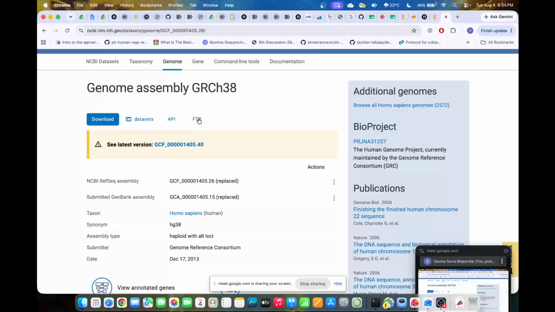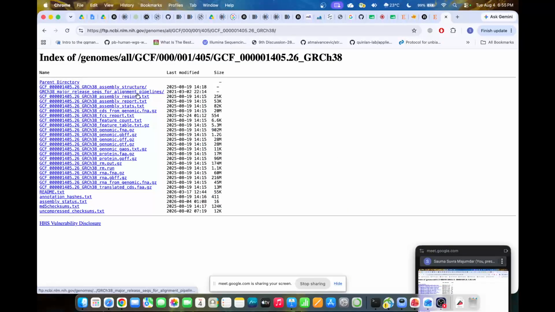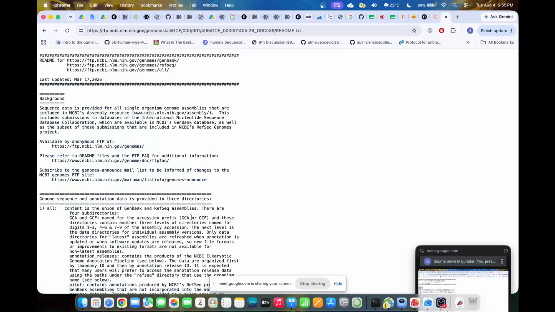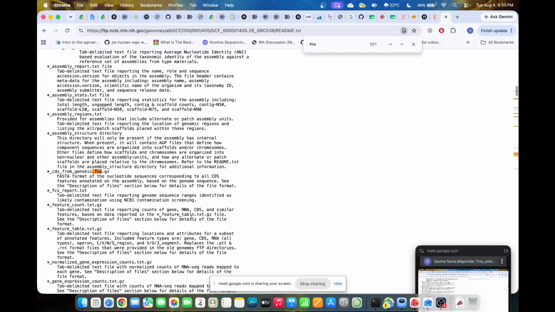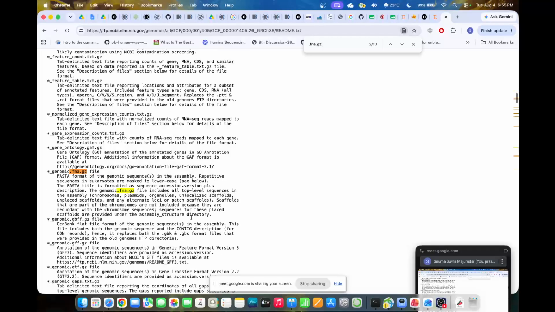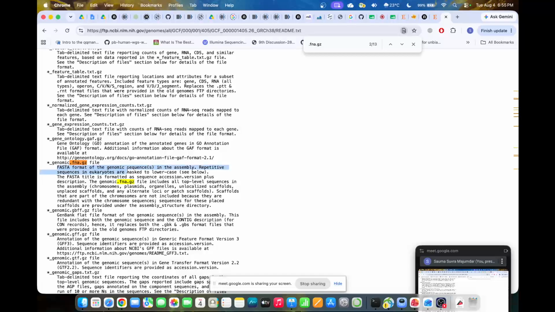If you go to the FTP site, this is the file .fna.gz. If you download this, you can just see. Let me go to the README here. This will be the FASTA format of the genomic sequence in the assembly. There will be masking. The genomic fna.gz file will contain all top level sequences, including the assembly, the chromosomes, plasmids, whatever. Basically, it will have the entire genomic sequence.